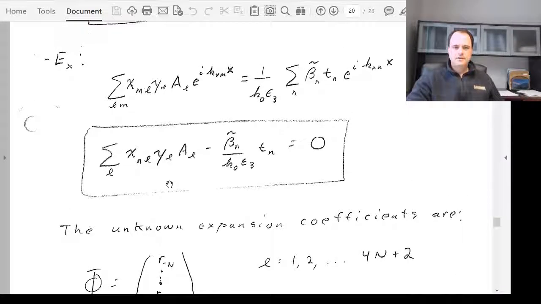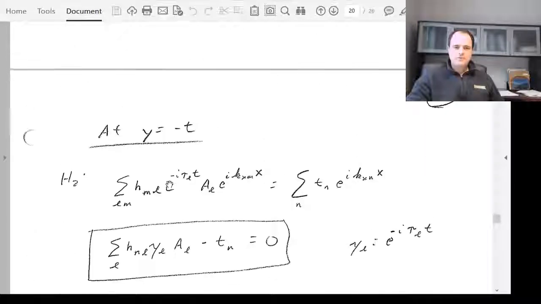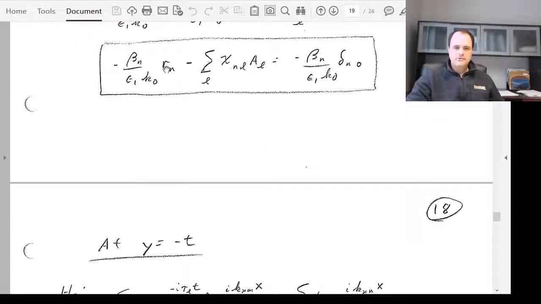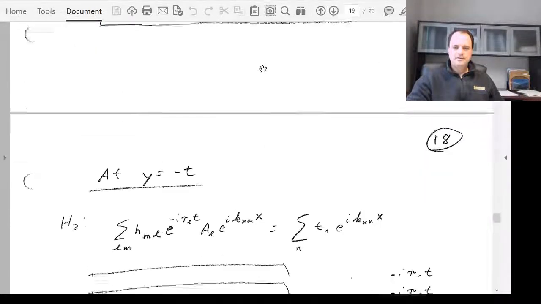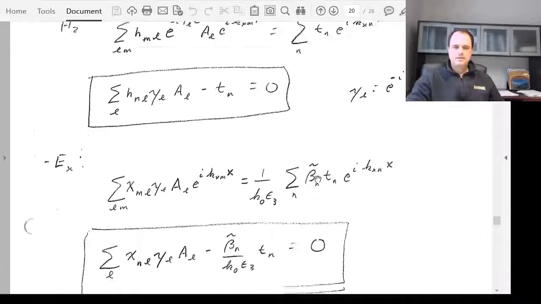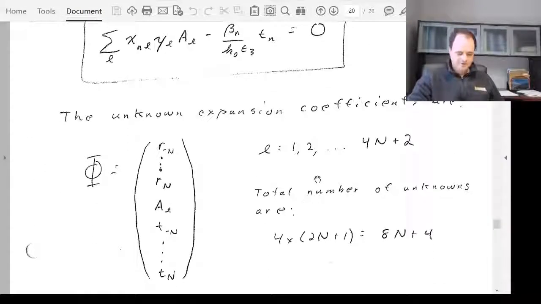All right. So our unknowns are what? Our unknowns are r, a, and t. So we're going to make a big column matrix of our unknowns. R, all the r's, from minus n to capital N.